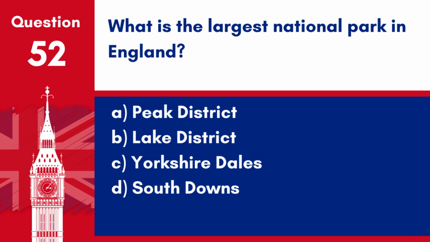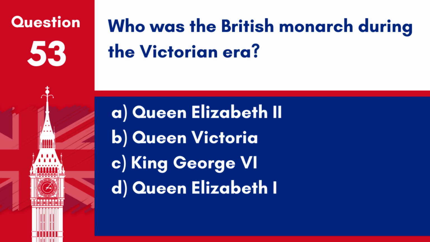Question 52. What is the largest national park in England? A. Peak District. B. Lake District. C. Yorkshire Dales. D. South Downs. Answer B. Lake District. The Lake District is the largest national park in England, known for its lakes, forests, and mountains.